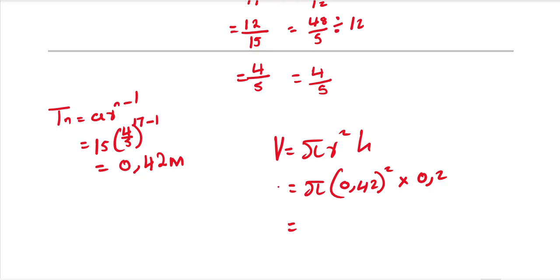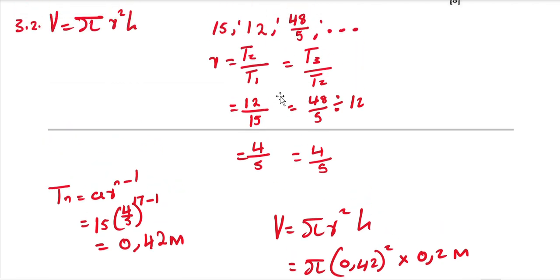Here we get that our volume is 0.11 meters cubed, because the height is 0.2 meters and the radius is 0.42 meters. Since we're going to square the radius, it will be meters squared, and multiplied by this one you get cubed. We know the units of volume are always cubic.